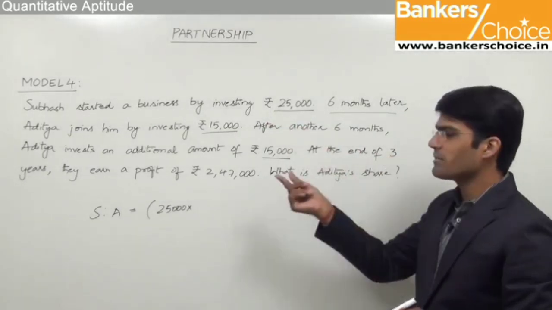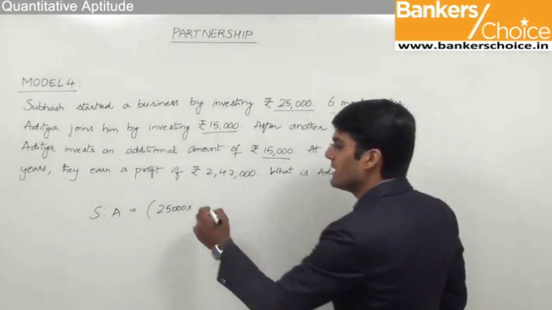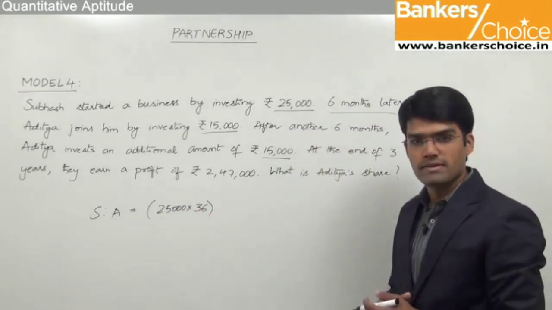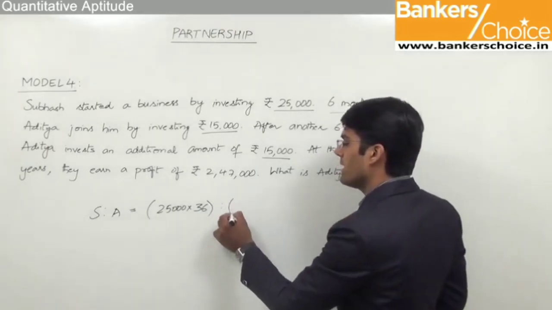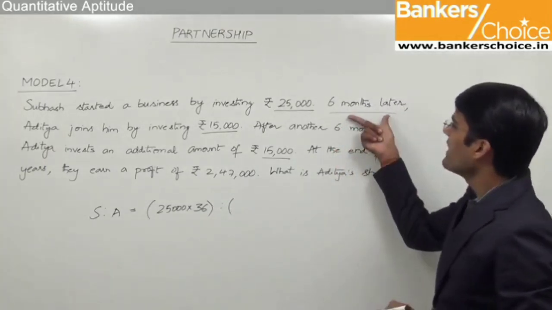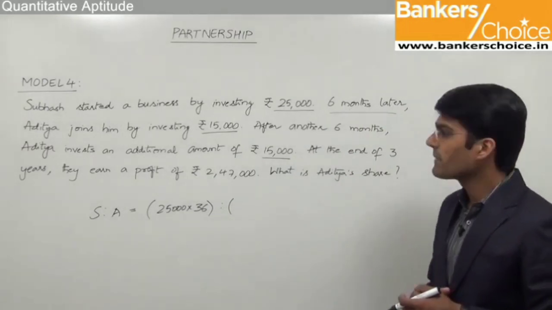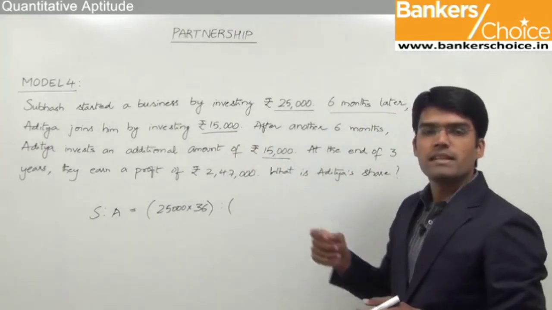So very clearly he was present for all the 3 years, which is nothing but 36 months. So this is the total investment into time for Subhash. And when it comes to Aditya, as we can see here, he has joined 6 months later. That means he was not present for the first 6 months, and he invested rupees 15,000.